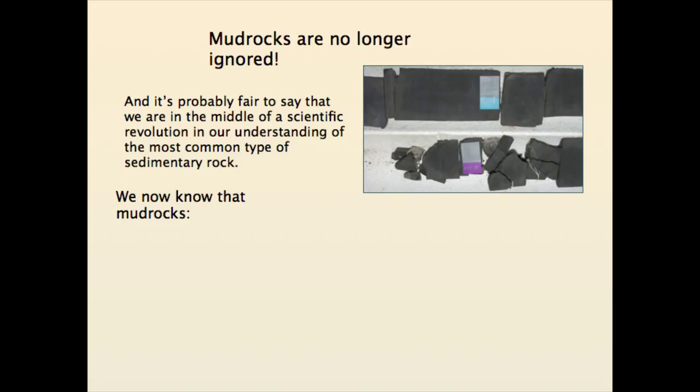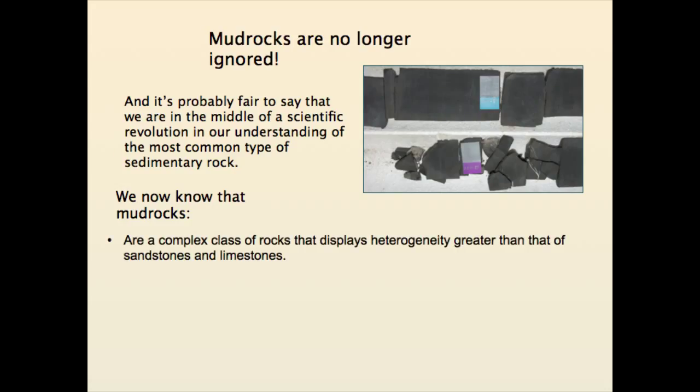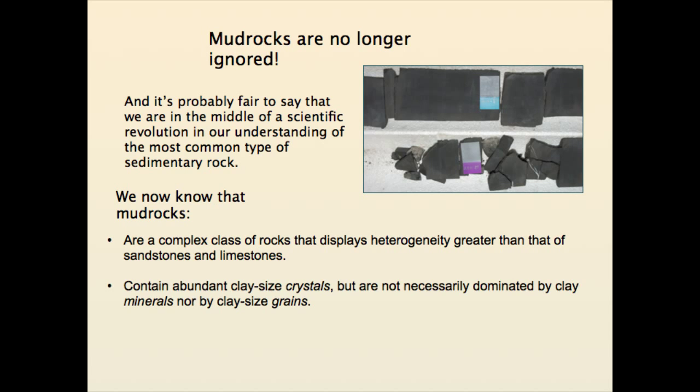And what we now know, and I'm going to show you how it is we know this, is that mudrocks are in fact a very complex class of materials, and they have heterogeneity that's greater than sandstones or limestones. And although they may contain abundant clay-sized crystals, they are not necessarily dominated by clay minerals, nor by clay-sized grains.